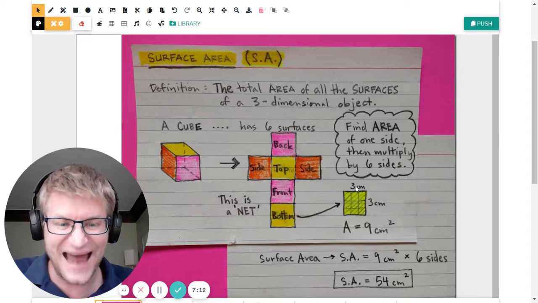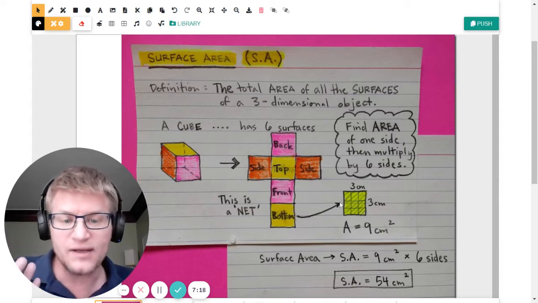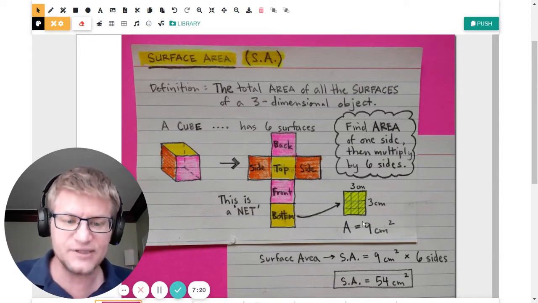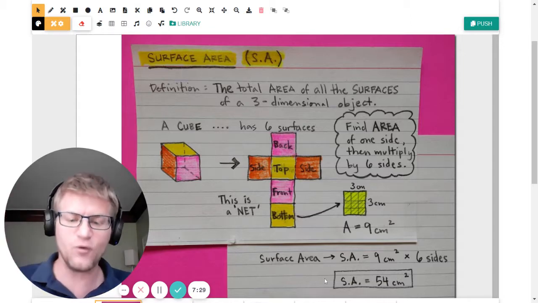Then I know it's 9. 3 times 3 is 9. My area is 9 centimeters squared. And to find my surface area, I just say, oh, all 6 sides are the same. So 9 centimeters squared times 6 sides, right? And that gives me a surface area of 54 centimeters squared.